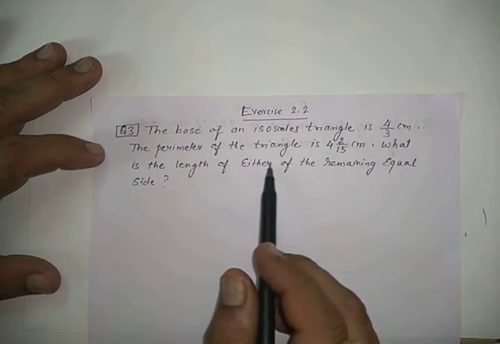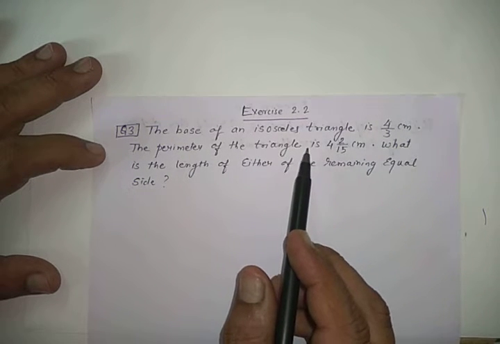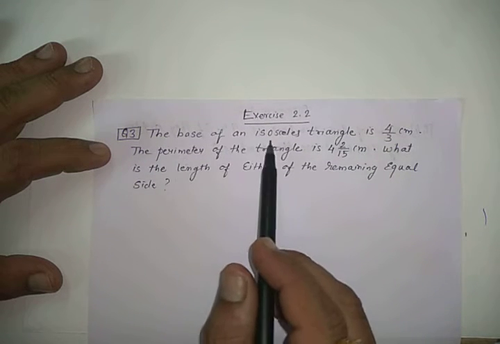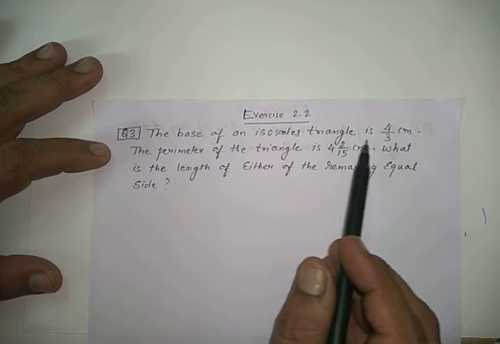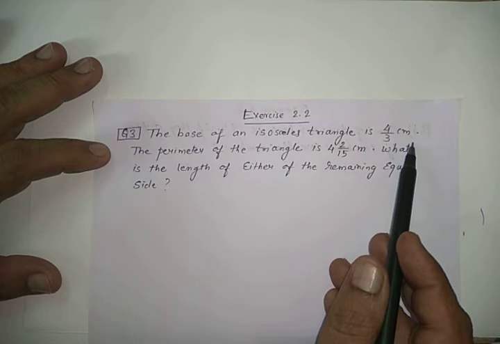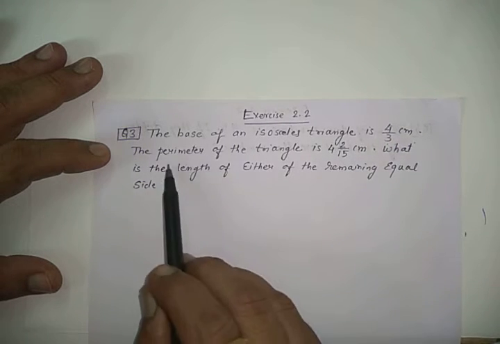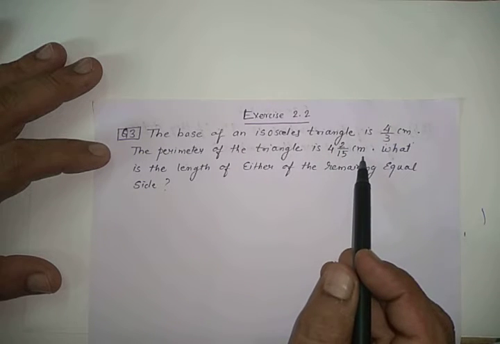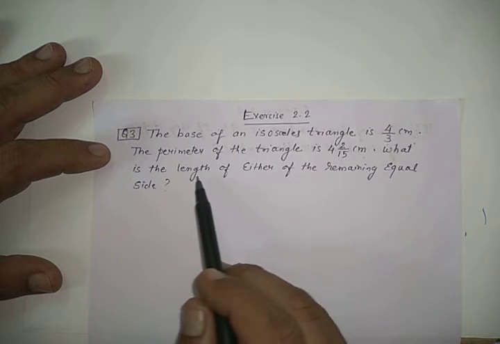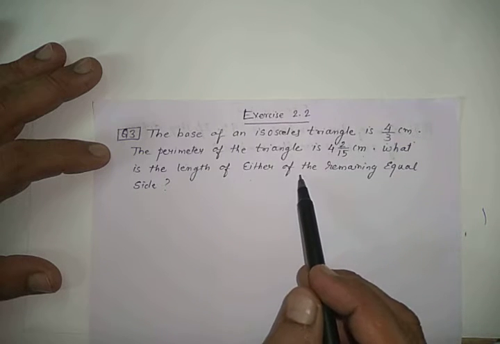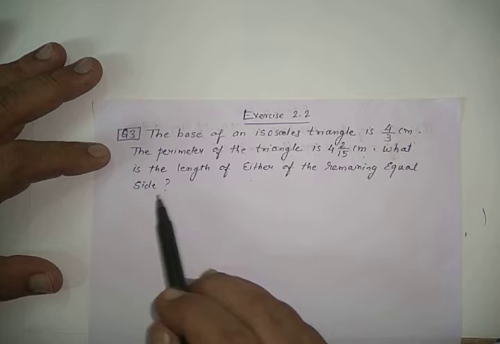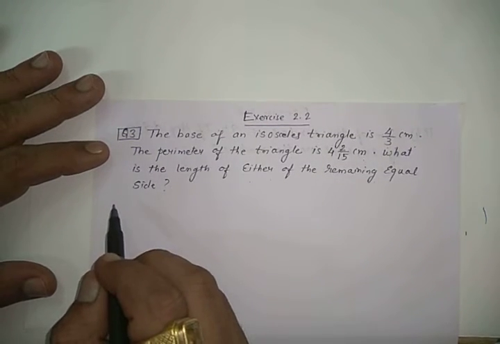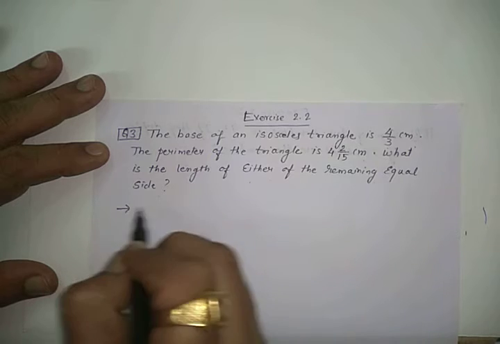Let's continue with the third sum of exercise 2.2. As per the question, the base of an isosceles triangle is 4 upon 3 centimeter. The perimeter of the triangle is 4 integer 2 by 15 centimeter. What is the length of either of the remaining equal sides? Now the first question, what is an isosceles type of triangle?